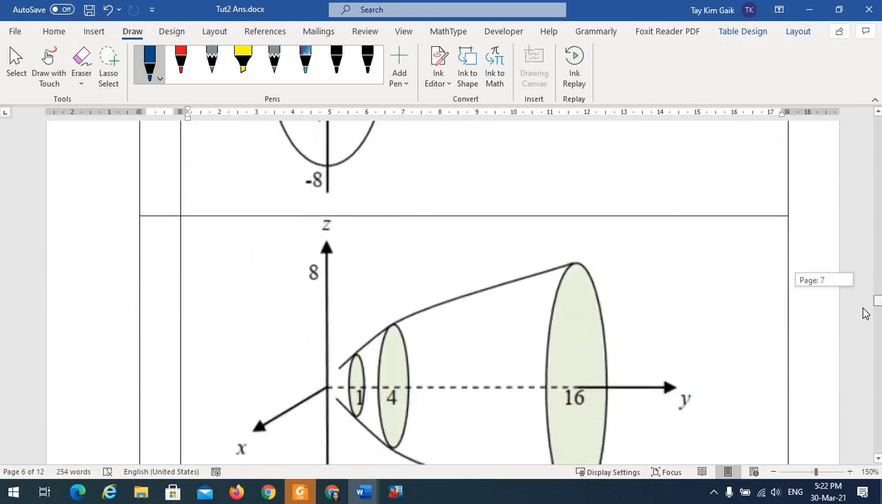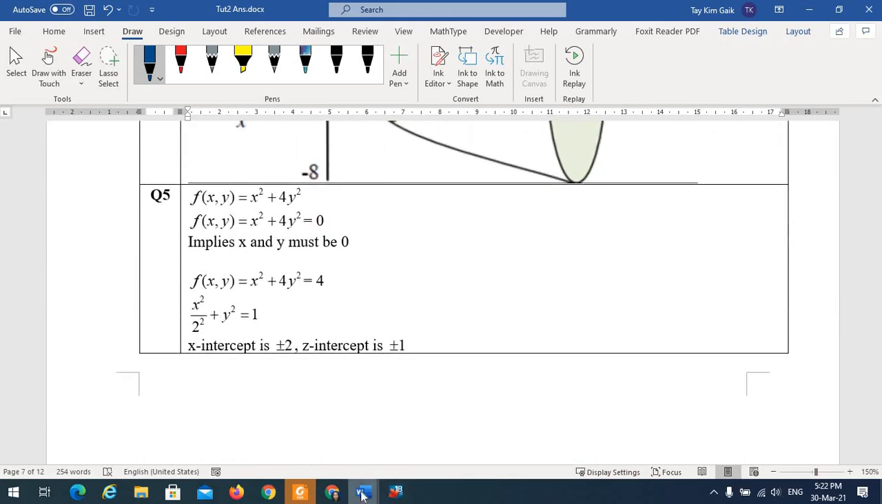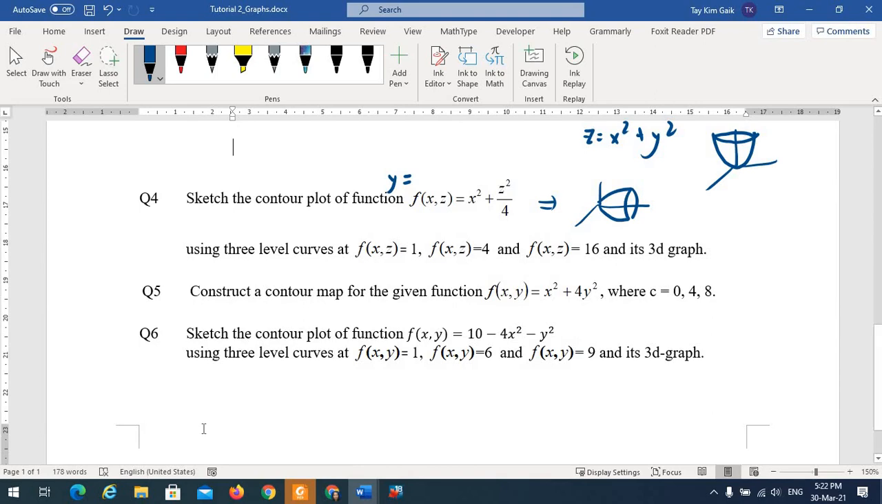So question 4, okay, question 5. Question 5, similarly, this is a paraboloid, but this is actually z. So the paraboloid is parallel with your z-axis. z equals x squared plus 4y squared. Your cross sections of the paraboloid are also ellipses. If the coefficients for x squared and y squared are not the same, the cross section is an ellipse.